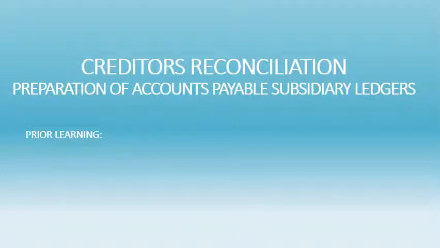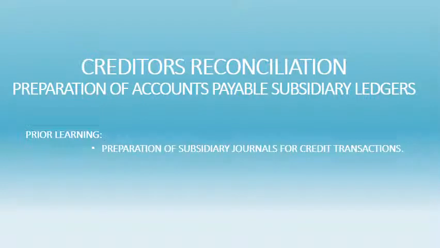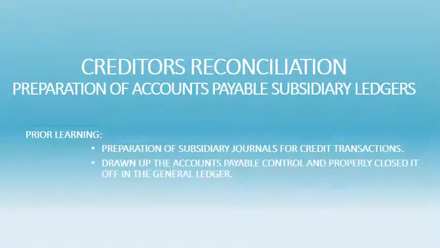The topic on creditors reconciliation covers the preparation of accounts payable subsidiary ledgers and the reconciliation of the accounts payable control with the subsidiary ledgers. Prior to this lesson, you have prepared the subsidiary journals for credit transactions. You've drawn up the accounts payable control and properly closed it off in the general ledger.